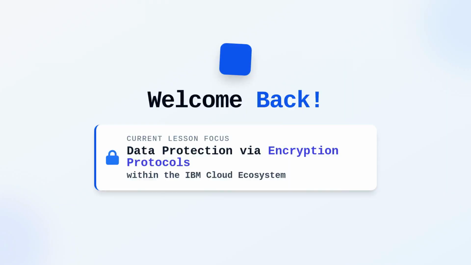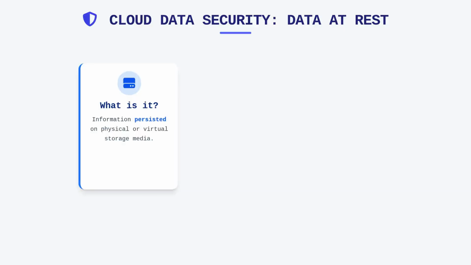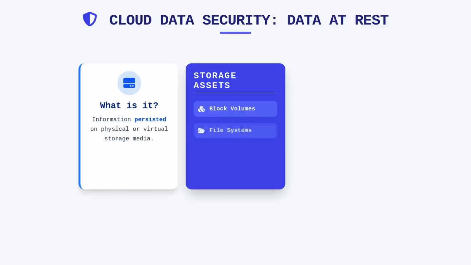Welcome back. In this lesson, we will focus on the fundamental concepts behind data protection through encryption protocols in the IBM Cloud ecosystem. When we discuss the security of cloud environments, we primarily categorize data in two states: data at rest and data in transit. Data at rest describes information persisted on physical or virtual storage media, including block volumes, file systems, object storage buckets, and database records.